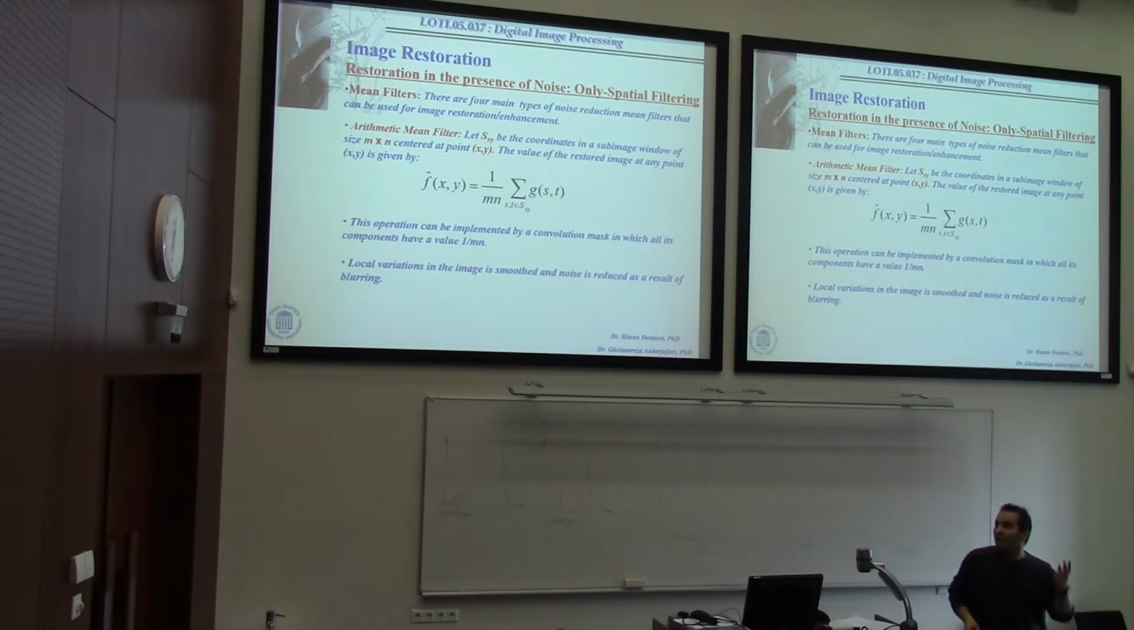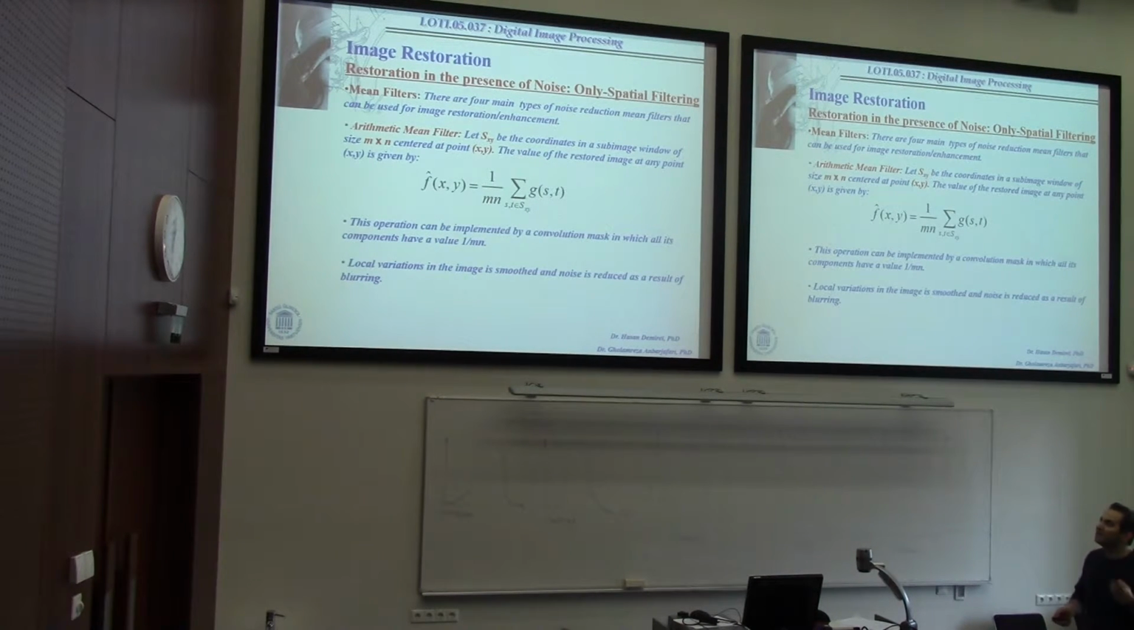We can use two categories of filters. The first category is the mean filter, that we have 4 types of according to the different means that we talked about yesterday. The first one is the arithmetic mean filter. We can restore the image by using this equation. When you want to find the mean of the image, you can easily use this.